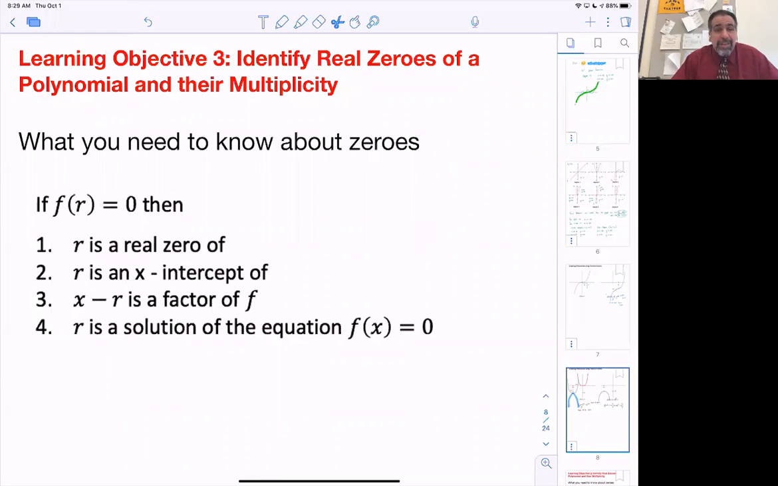We're going to be looking at Learning Objective 3 right now for Section 3.1. We are looking at identifying real zeros of a polynomial and their multiplicity. Now, the first thing you need to understand is don't get intimidated by real zeros.